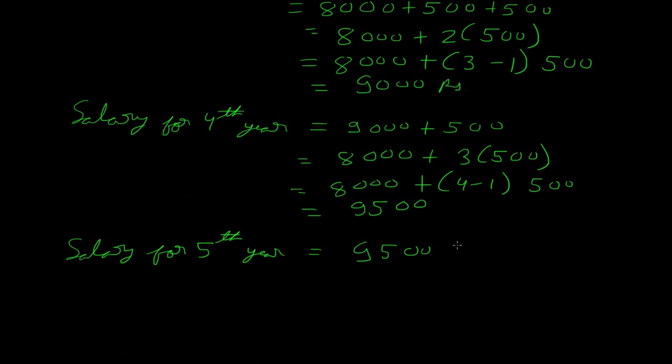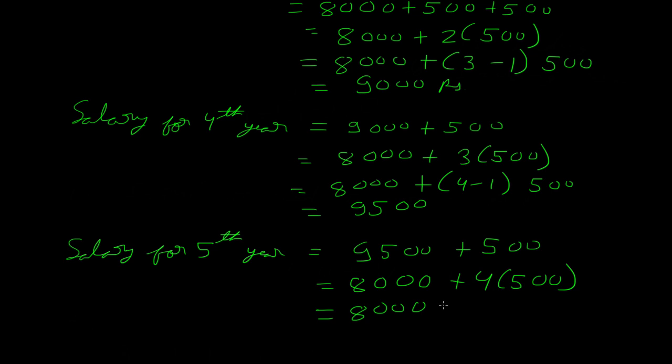If we continue, salary for fifth year will be 9,500, the salary in fourth year, plus 500, or we could write this as 8,000 plus 4 times 500. By the end of fifth year, we would have received the increment 4 times. Or we could also write this as 8,000 plus (5 minus 1) times 500, which will be equal to 10,000.